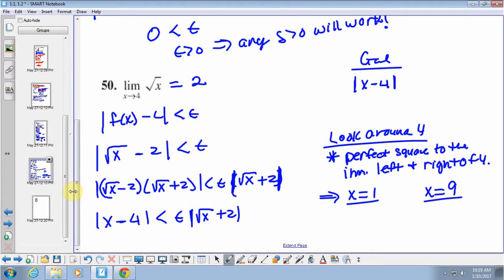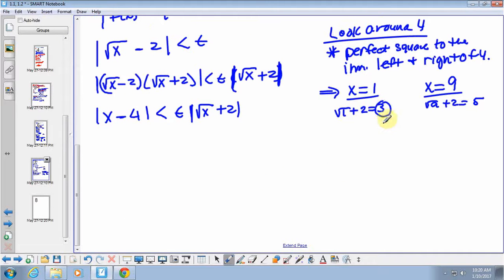And so when we do that, if we look at x equals 1, we have the square root of 1 plus 2, which is 3. If we look at 9, we have the square root of 9 plus 2, which is 5. Which one are we going to use? You want to use whichever one makes this expression smallest. So that's going to be 3. So our delta is 3 epsilon.